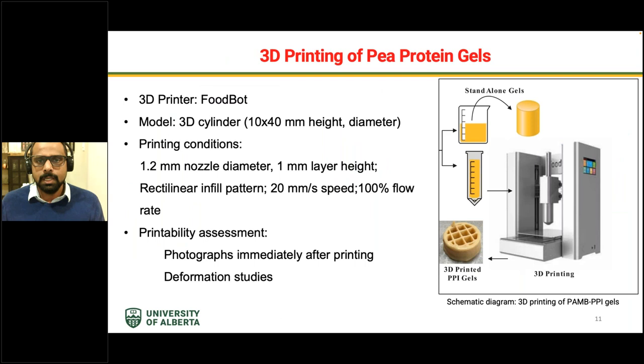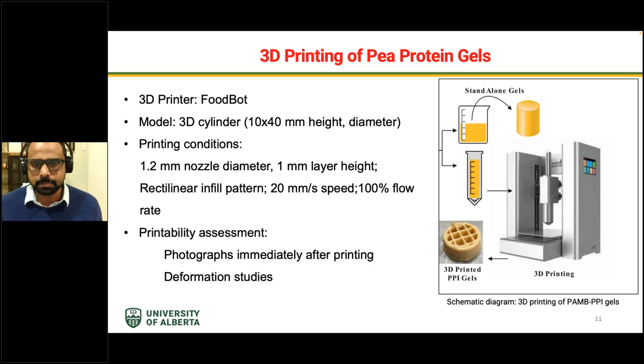Then after that, we 3D printed these pea protein gels. The 3D printed products look like this. And we use our Foodbot 3D printer for making these gels. And the demonstration of this Foodbot printer will be happening later at LEDUC. So then we looked at the printability of these 3D printed foods. We took the photographs, we did the deformation studies, like dimensional changes of these 3D printed foods over time.